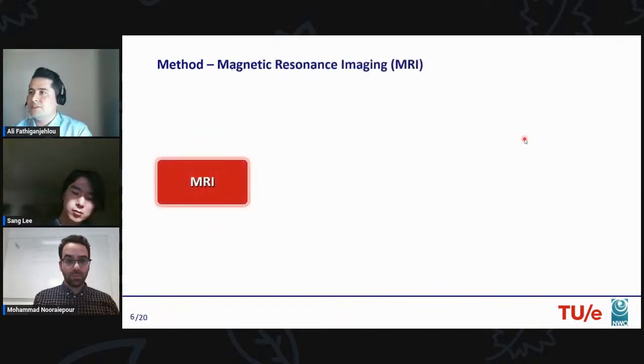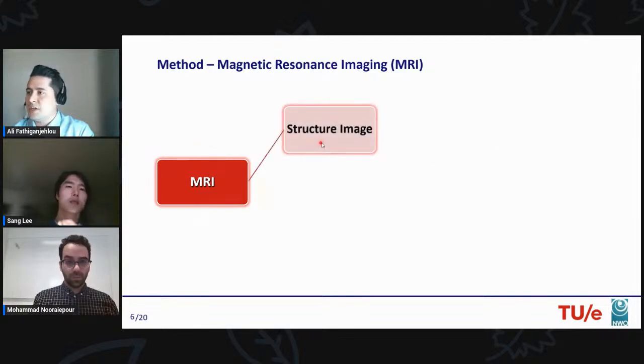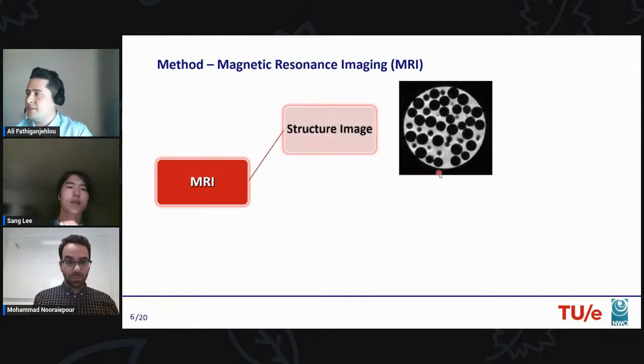Once the column is inserted inside the MRI machine, the MRI imaging is performed. From MRI, as I said, we get two types of images. The first type is the structure image. Here you can see an example of the structure image. This is a cross-sectional slice from the column. The gray part represents the liquid phase from which we obtain MRI signal, and the dark circles here represent the particles.